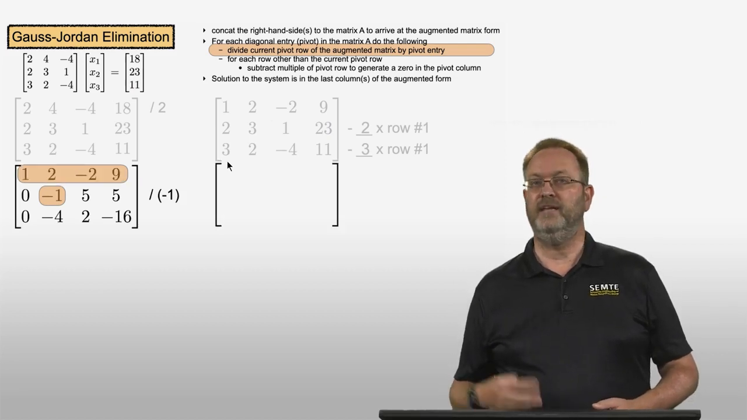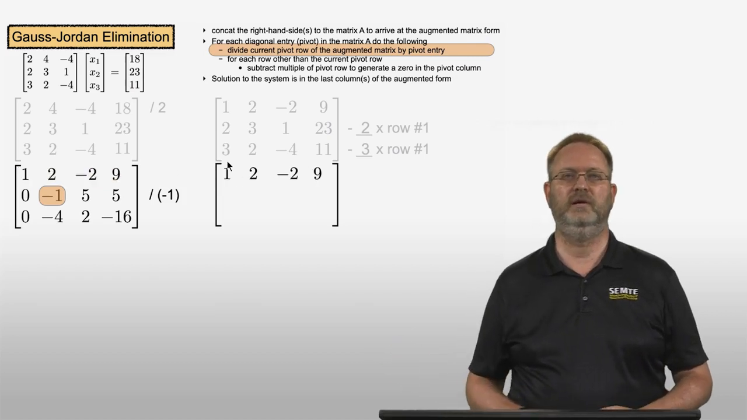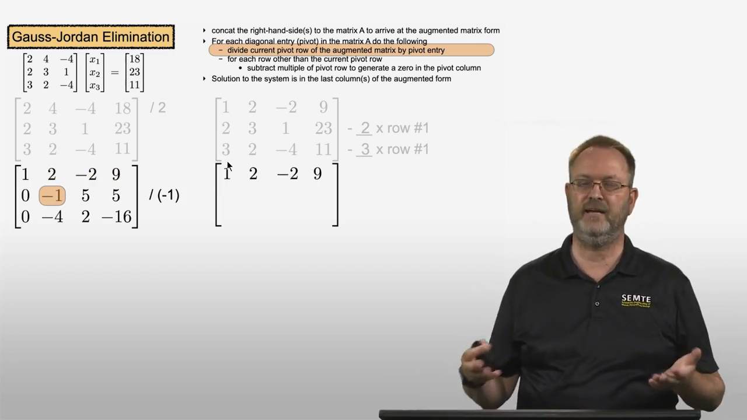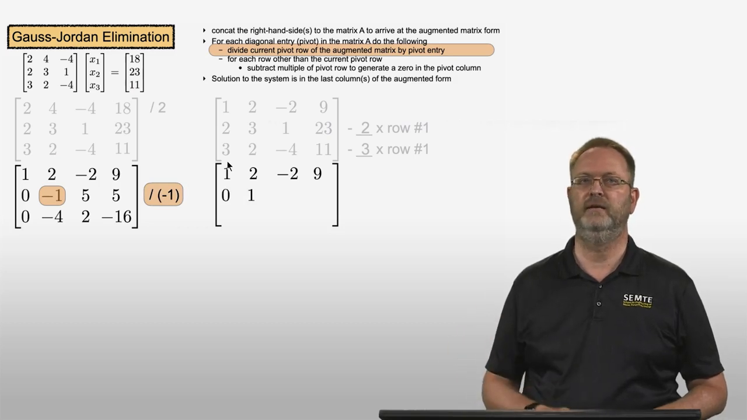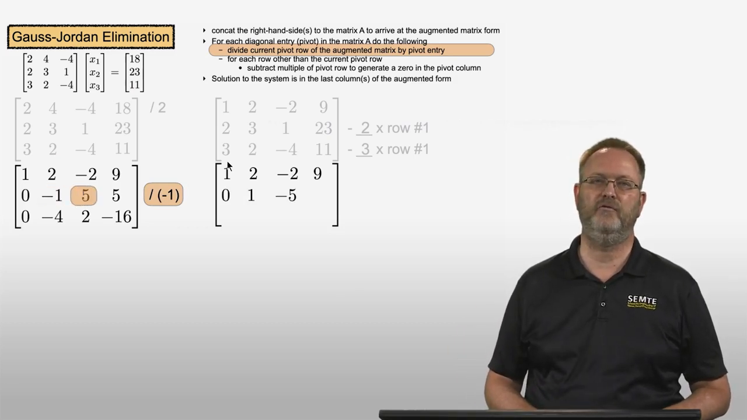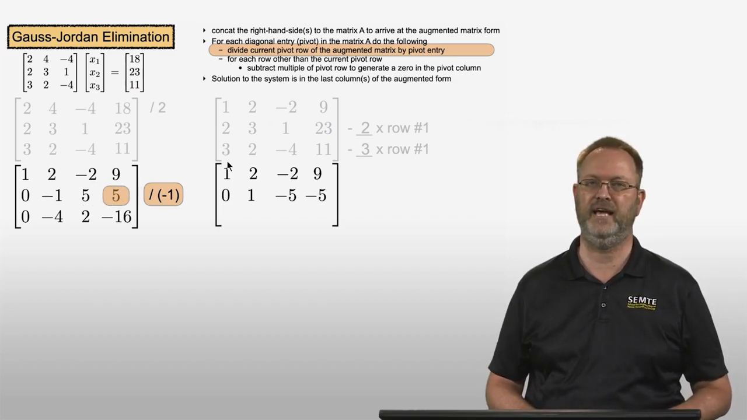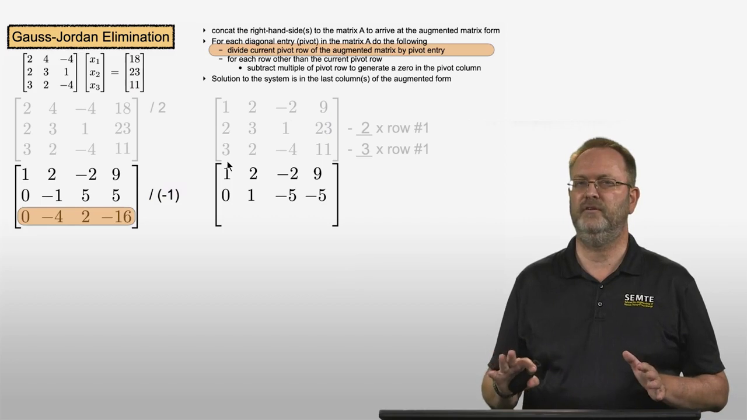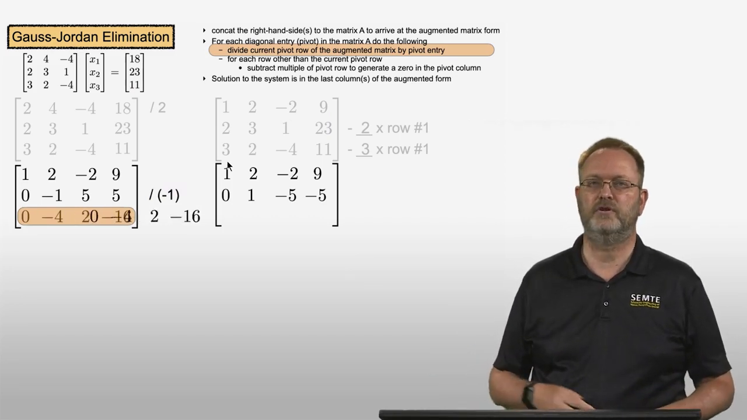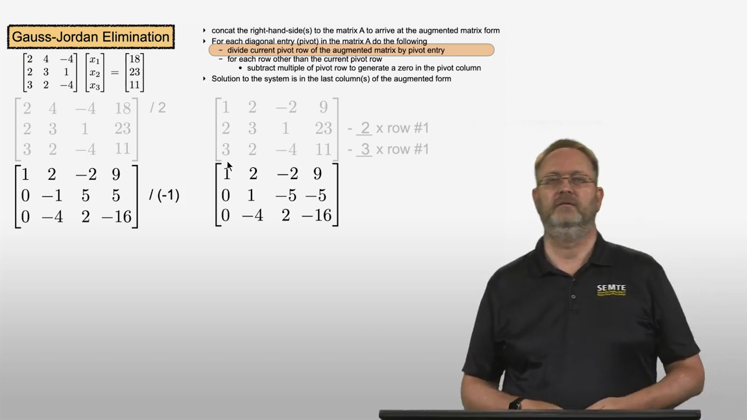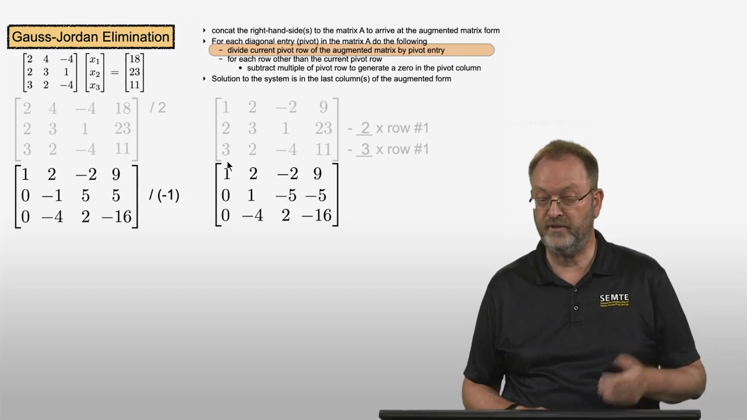I'm not going to do anything to the first row here, so I'm just going to copy this over. And now I'm dividing the second row by negative 1. So I get a 0 and a 1. Then I get 5 divided by negative 1 is negative 5. And again, 5 divided by negative 1 is negative 5 again. And I'm not going to do anything for now with the third row because that's not my current pivot row. So I'm just going to move that over and into my intermediate result here. Good, I'm done with that step.